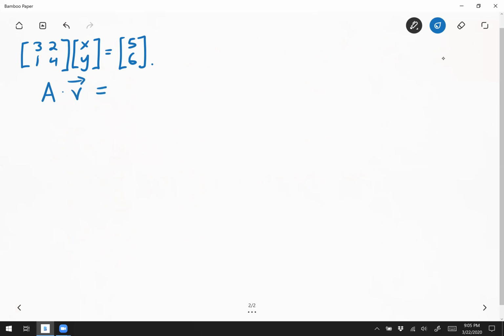All right, so again, I'm going to write down that example of a matrix equation of 3, 2, 1, 4 times the variable vector x, y equals 5, 6. Now this has the general form of a matrix A times a vector V is equal to another vector W. Now, if we're able to calculate the inverse of a matrix A, we could multiply both sides of the equation by the inverse matrix.